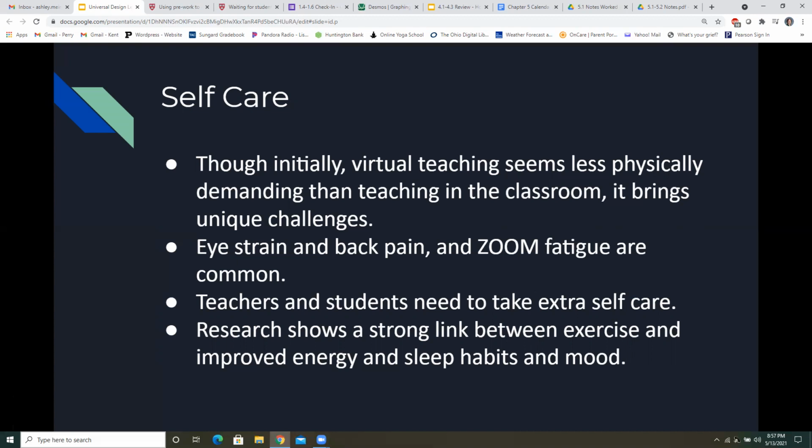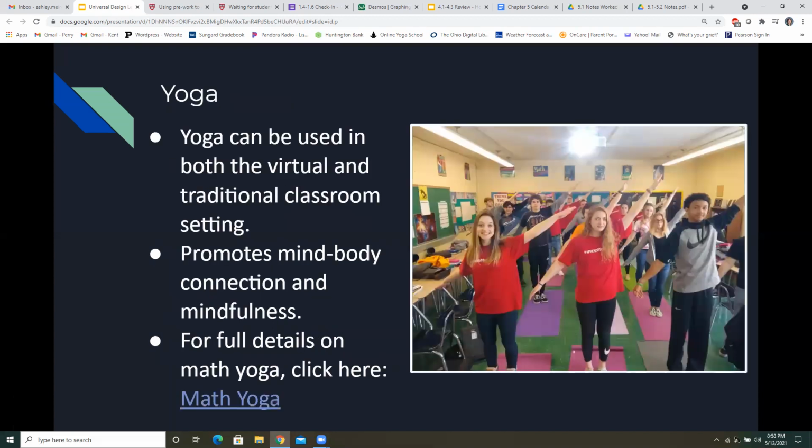And so teachers and students equally need to take self-care, and research clearly has shown that there is a strong link between exercising and improving energy and sleep habits and the mood you get into. All these things are interconnected. And so I exercise regularly by running, especially because now it's spring and the weather is nice. But Ashley has done some pretty unique things. So I want her to describe what she does with her students when it comes to self-care.